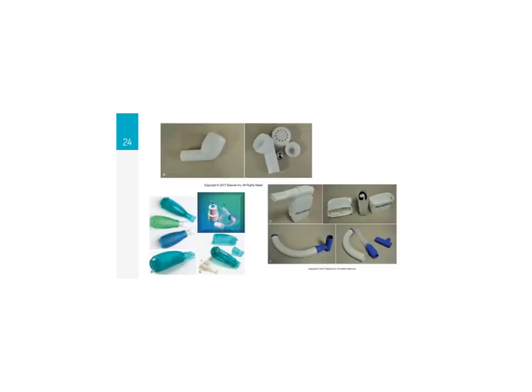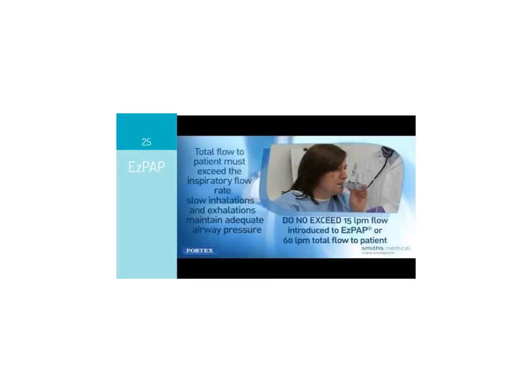So these are some different PEP devices. So you have the Acapella, you have the Aerobika, and the VibraPEP. This is a different easy PEP device that doesn't connect to oxygen tubing. And this one is a flutter valve. Okay, so this is the easy PEP.